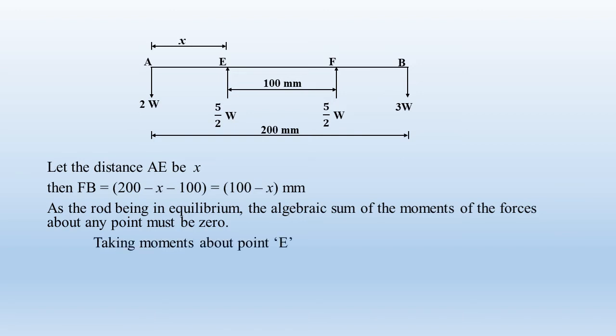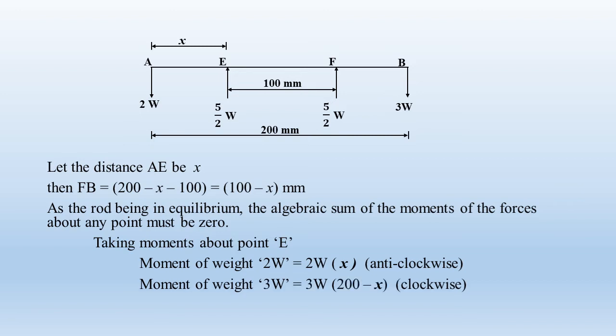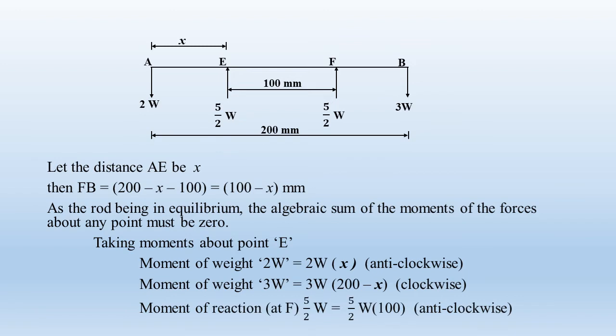Taking moments about point E, the moment of weight 2W equals 2W into x in anti-clockwise direction. Moment of weight 3W is 3W into (200 minus x). This is in clockwise direction. Moment of reaction at F, 5/2 W, equals 5/2 W into 100 mm. This is anti-clockwise.